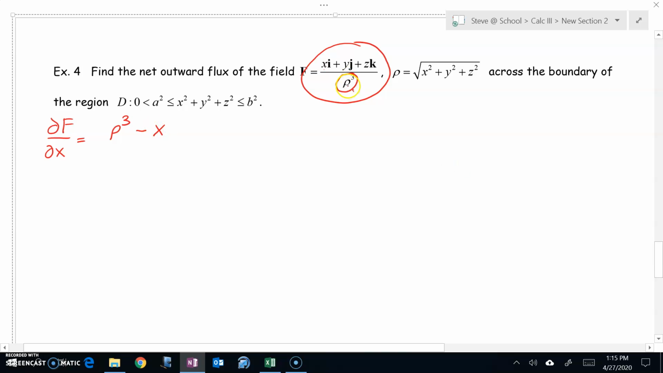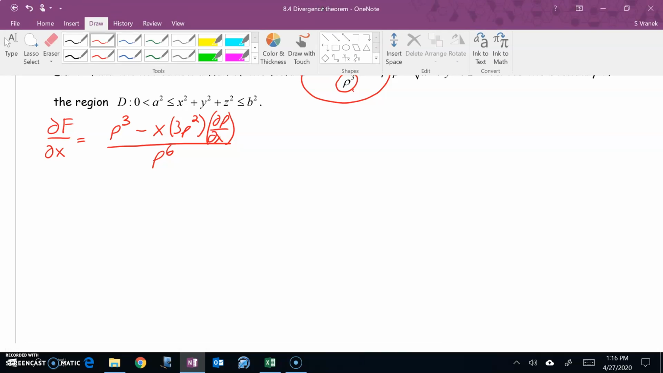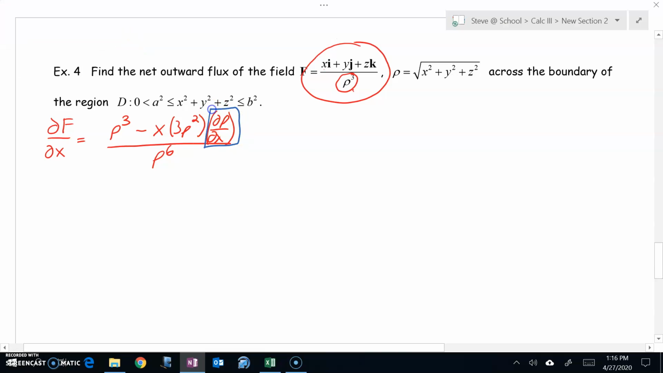So low would be rho cubed d high, which is x with respect to x, which again is 1, minus the high, which is x, d low. The derivative of this is 3 rho squared, but then, because this is also not just in terms of x, we have to then include d rho dx. So I'm going to have to find that later. We'll deal with that in a second. All over the bottom squared, which is rho to the 6th. So the problem here is we don't know this yet.